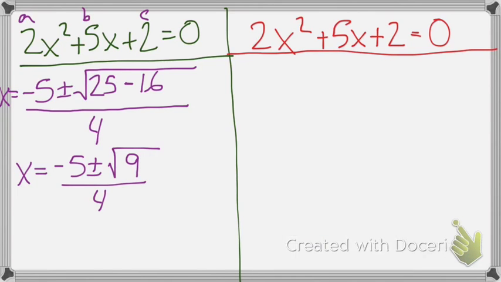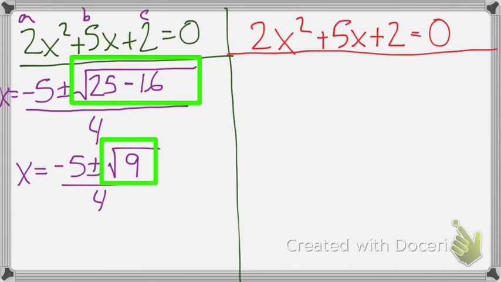Okay, now we just keep simplifying. All right, so up here we simplified underneath the square root. We're going to keep simplifying that square root now if we can. Okay, does anybody know, is the square root of 9 a rational number? Is that a whole number? Good. So our next step, we're going to replace the square root of 9 with the 3. So it's going to say negative 5 plus or minus 3 over 4.